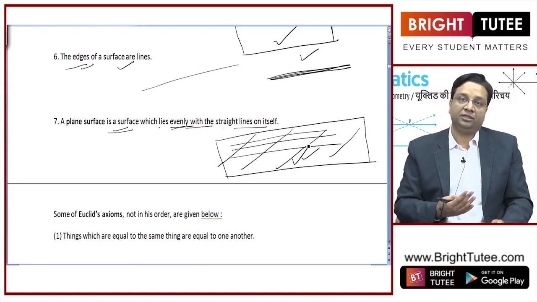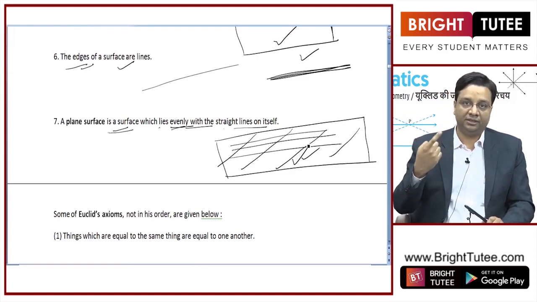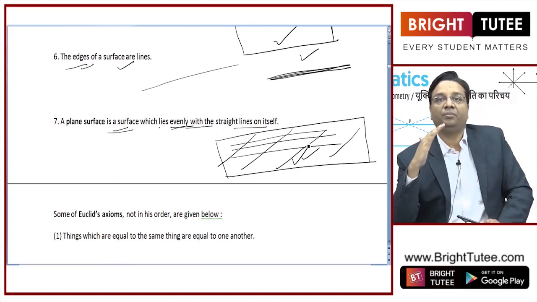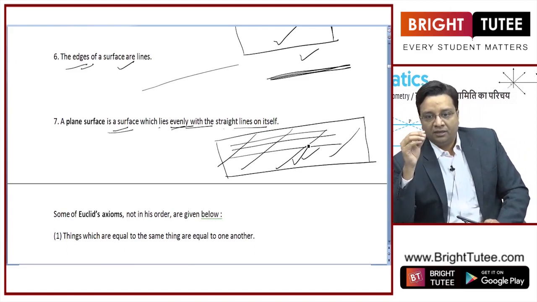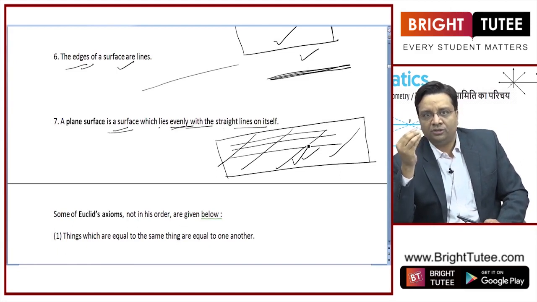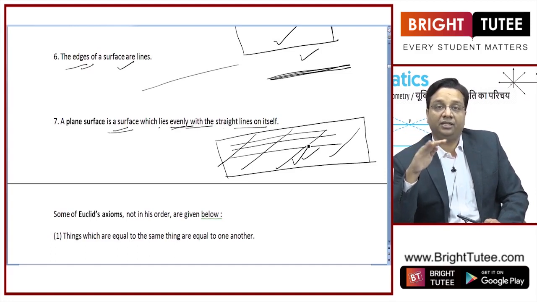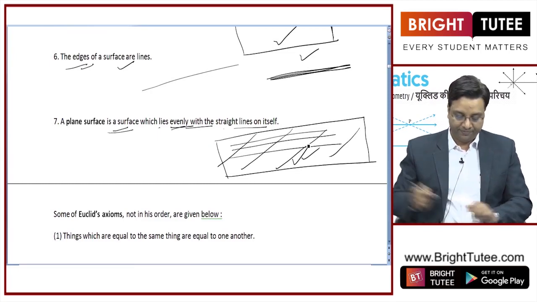The other example that you can think of is a sphere. The sphere has got a surface, but it is not a plane surface. But if you can divide the surface of a sphere into really small parts, so that it looks like a plane surface, then we can say that it is a plane surface and it lies evenly with the lines lying on it.